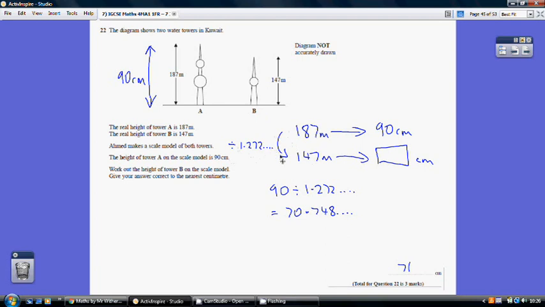So if we apply the same proportion to the scales, we can say 90 divided by our 1.272... gives us 70.748... centimeters high for the scale model version of the smaller tower. Giving our answer correct to the nearest centimetre, this is going to be 71 centimetres.